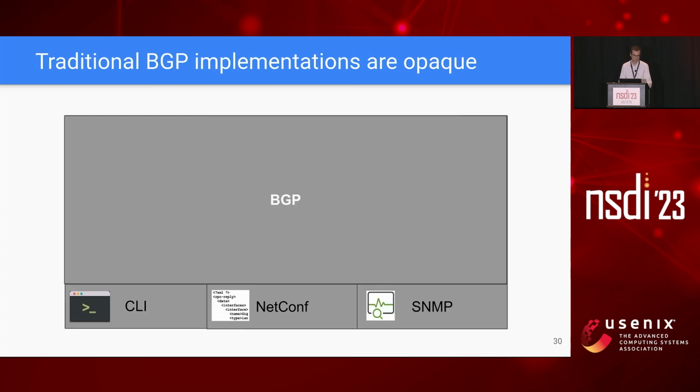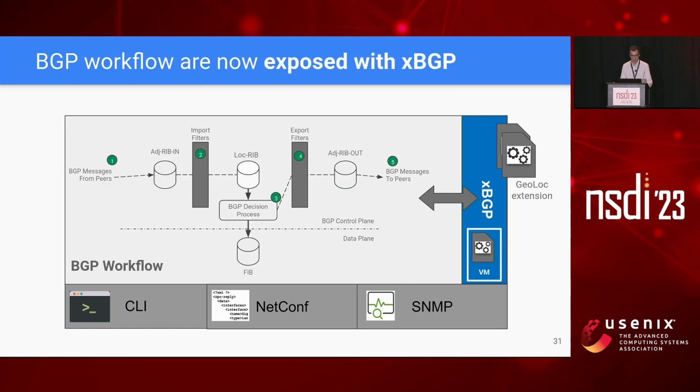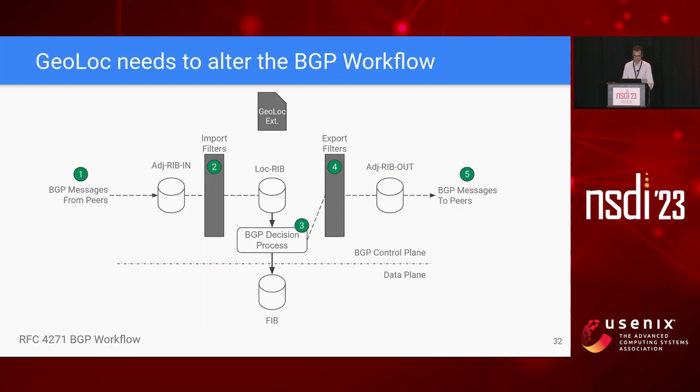So with the current interfaces of network operating system vendors, you cannot access this BGP workflow, because you have interfaces such as CLI, NETCONF, or SNMP for monitoring. And xBGP is intended to open this black box to expose the BGP workflow on the routers. This is done by adding a new interface, xBGP, that will take the code that the network operator writes itself, then execute it in a VM at the corresponding place of the BGP workflow. So if I take back my geographical localization extension, this must be added in several parts of the BGP workflow.